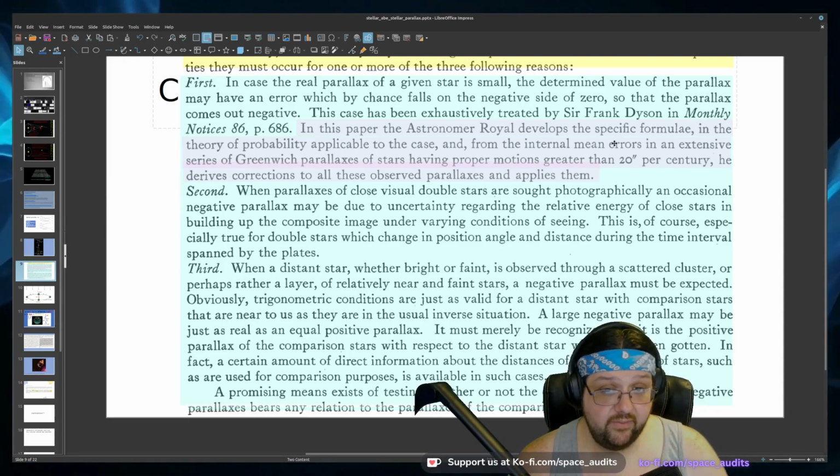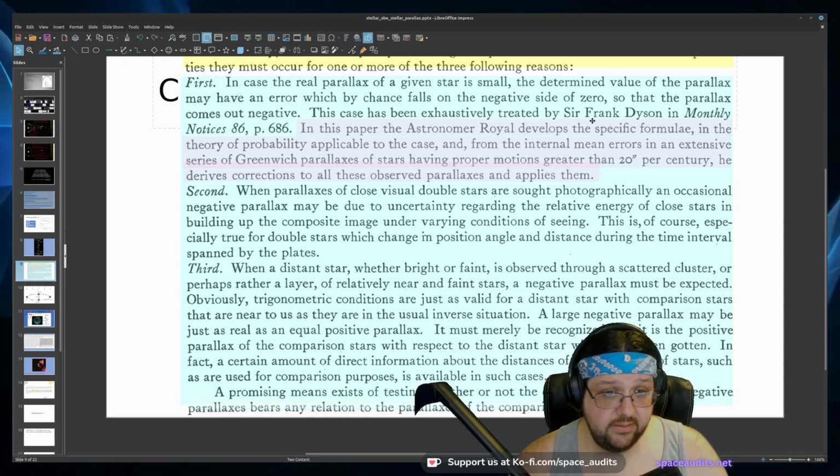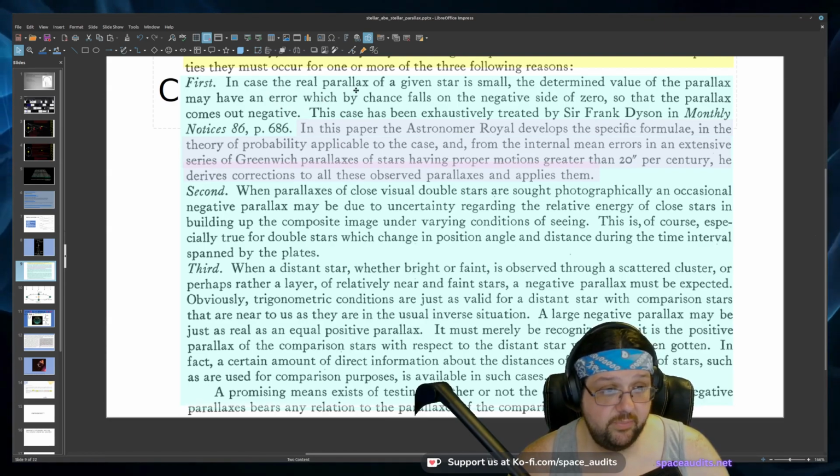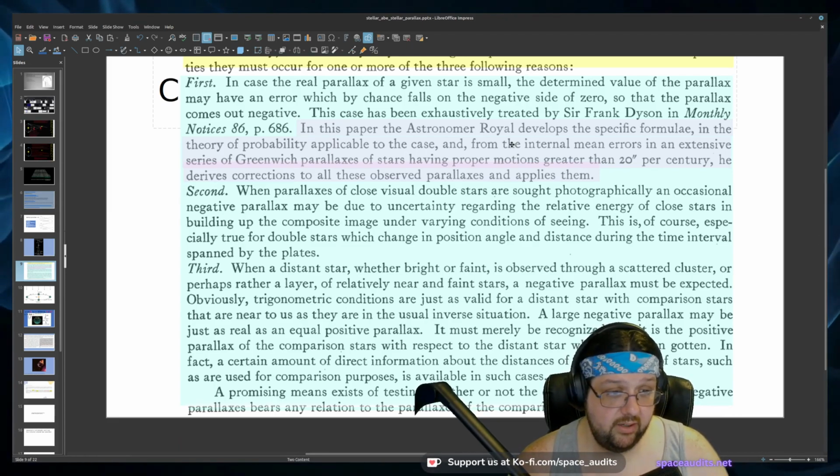And then we have the guide on what to do with that from Sir Frank Dyson Watson, who did their probability fixes for everything. He was a real math wizard. So what he says is that in the case of real parallax, the determined value of parallax may have a small error which falls on the negative side, and we could just use his mathematical formula to determine that the parallax angle is absolutely fine, and there's nothing wrong going on with the model here.